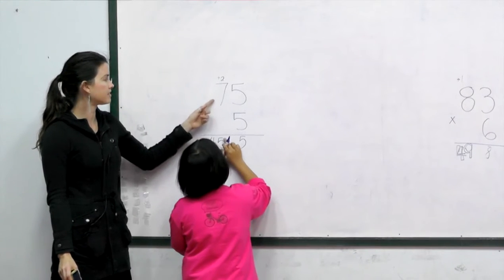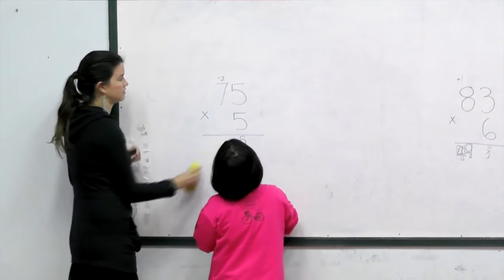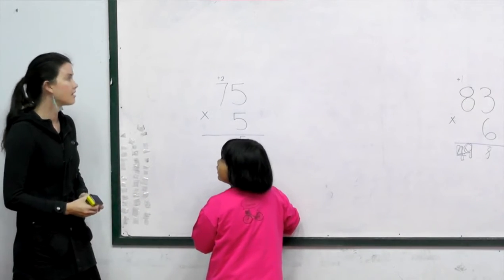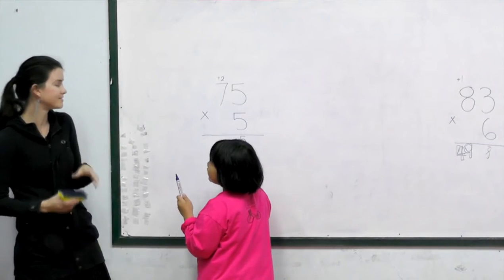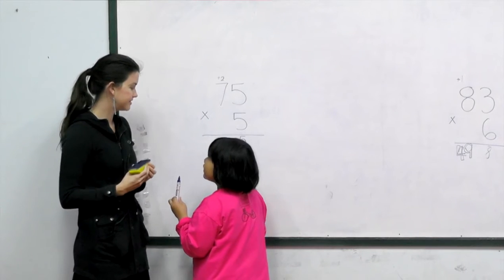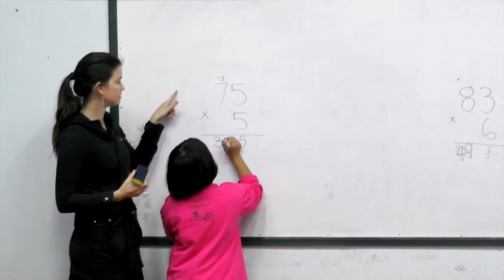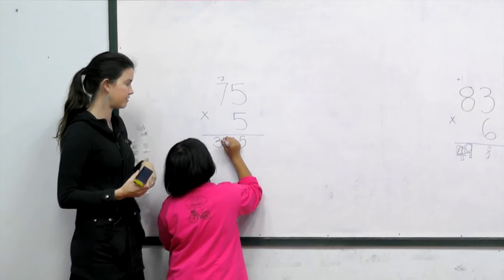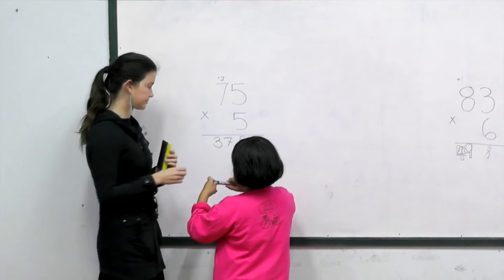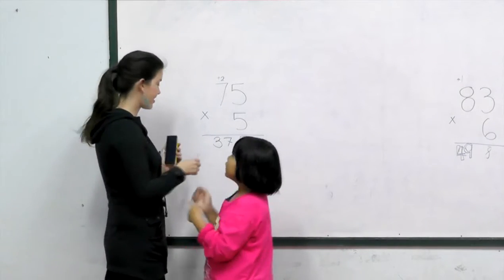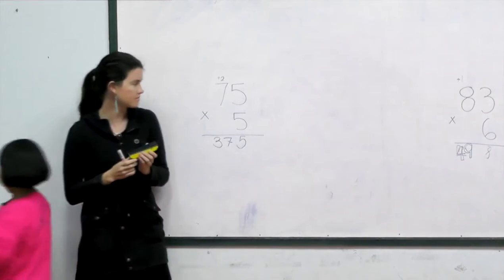Close. What's 7 times 5 or 5 times 7? 35. Plus 2 is 37. Good job. Do we have anything else to multiply here? No. So we can write our 37 right down there. Very nice. Our whole answer is 375. Great job. You can grab a sticker. Time for teacher.